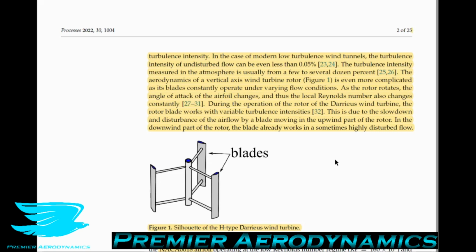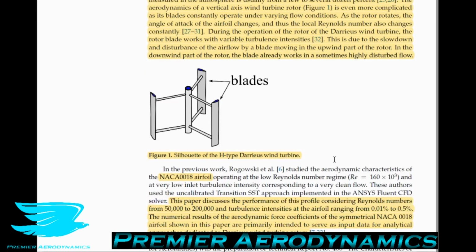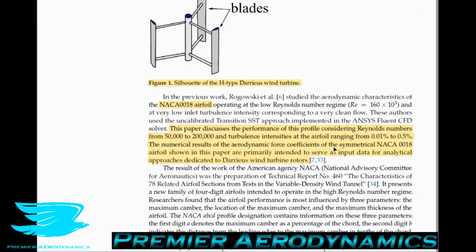In the downwind part of the rotor, the blade already works in some highly disturbed flows. So in this paper, they're looking at a NACA 0018 airfoil, which is a fairly thick airfoil and is symmetrical. This paper discusses the performance of this profile, considering Reynolds numbers from 50,000 to 200,000, and turbulence intensity levels ranging from 0.01% to 0.5%. So this is a very low Reynolds number range. Also, the turbulence intensity levels are quite low.